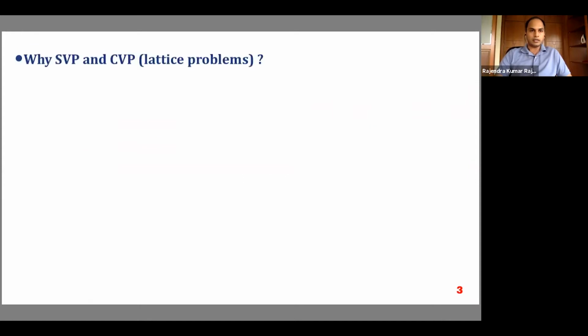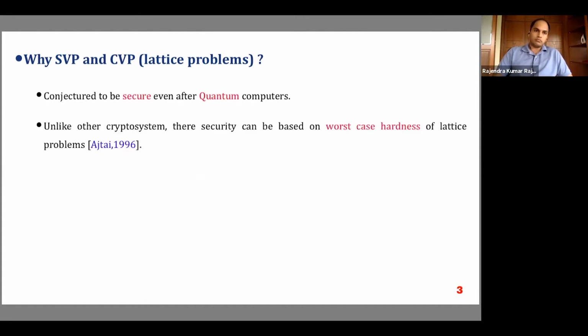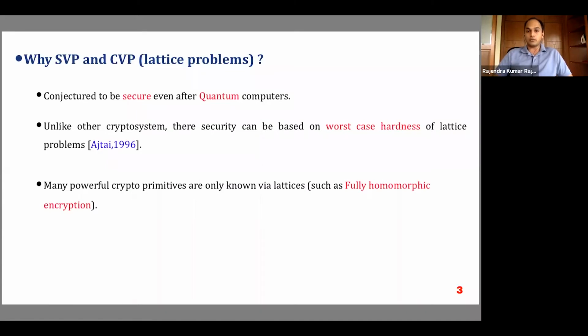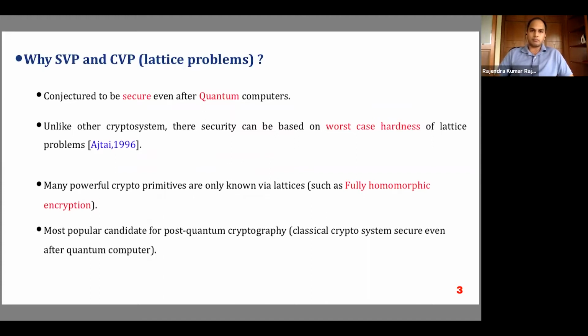The next keyword in the title was SVP and CVP. We study SVP and CVP because these problems are conjectured to be secure even against quantum computers. The security of lattice-based cryptosystems can also be based on worst case hardness of the lattice problems. This is a unique property which is known only through lattices. There are many powerful crypto primitives whose construction is known only through lattices, and one of the popular examples is fully homomorphic encryption. Because of all these properties, lattice-based cryptosystems are the most popular candidate for post-quantum crypto. Post-quantum crypto means classical cryptosystems which are secure even after quantum computers. So this is the motivation for us to study SVP and CVP.